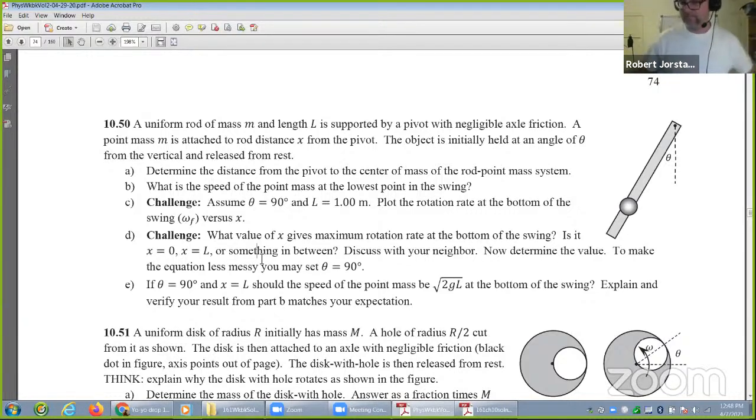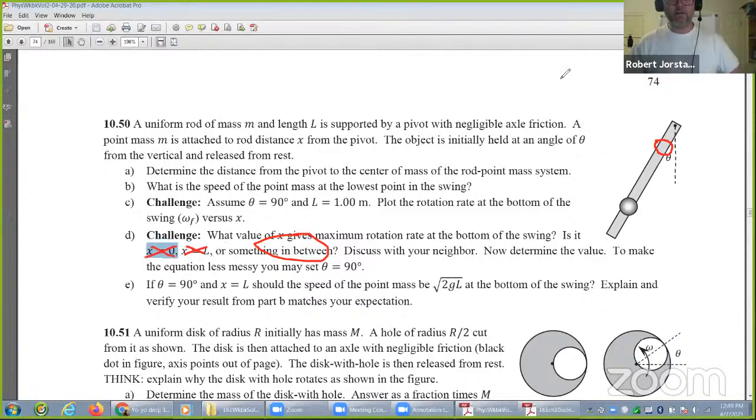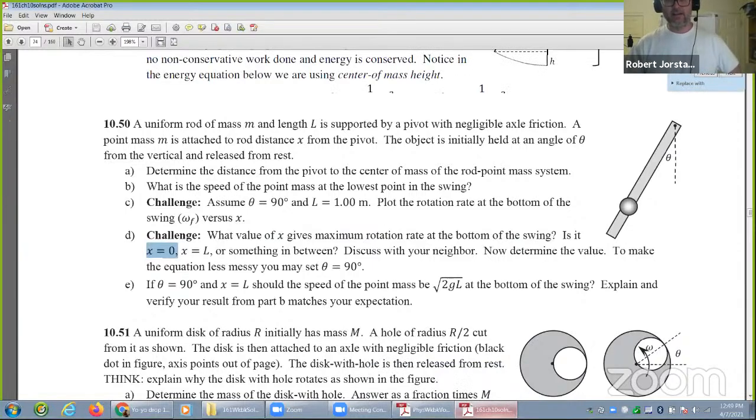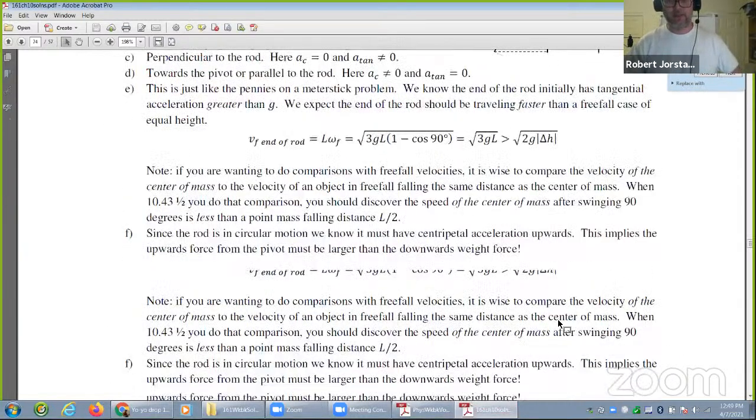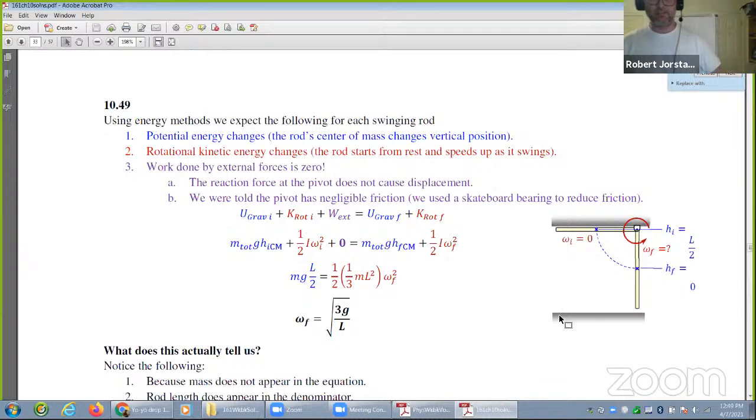For part D, 0? You would think that, but it's not 0 either, because the rod has some mass itself, and so it actually helps to have it right about here. Isn't that something in between? It's not 0, it's not L. What we learn from this one is sometimes you just got to do the math, and there's no way to guess. I didn't know the answer. I did the math, and when you do it, okay.